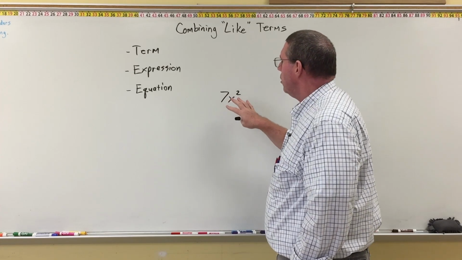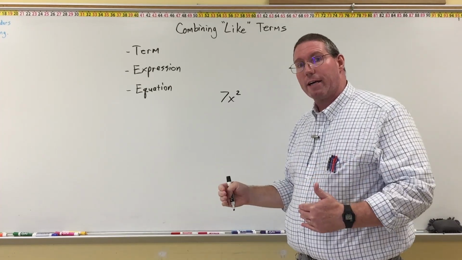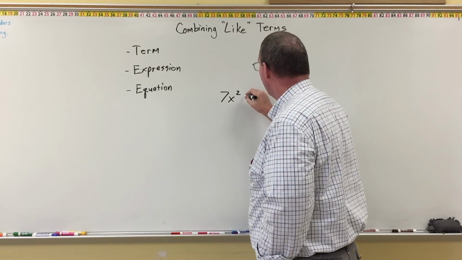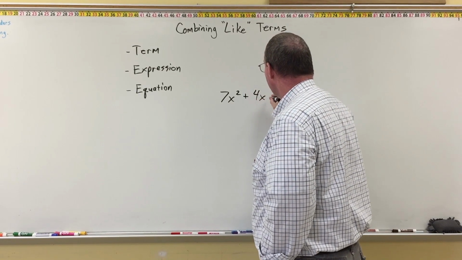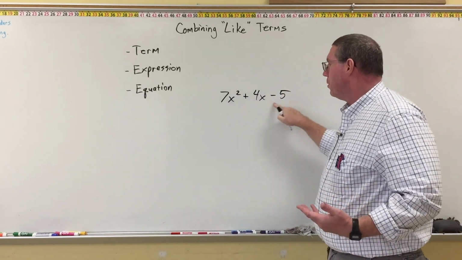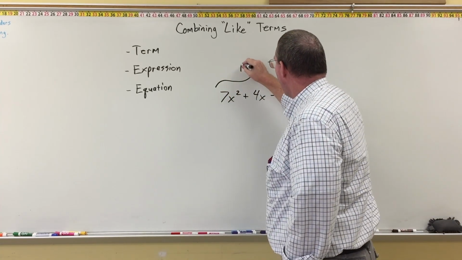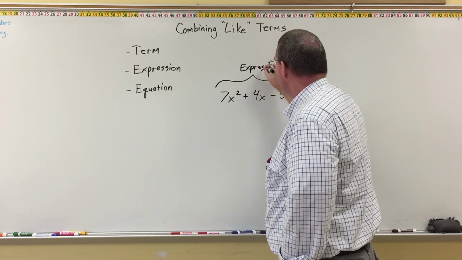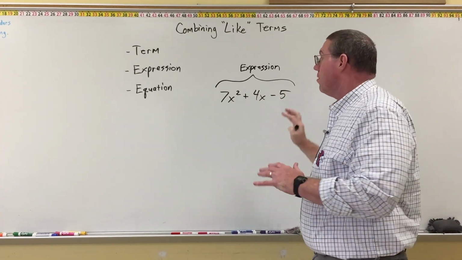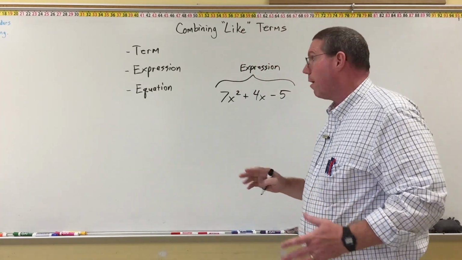But what is not included in this term is the addition and subtraction of other elements, okay? So, for example, if I say 7x squared plus 4x minus 5, most people would not say that this is a term. They would say that this whole thing is an expression, a mathematical expression. It's almost like a whole sentence. But note that it does not include an equal sign. It also does not include a greater than or less than symbol or anything like that.